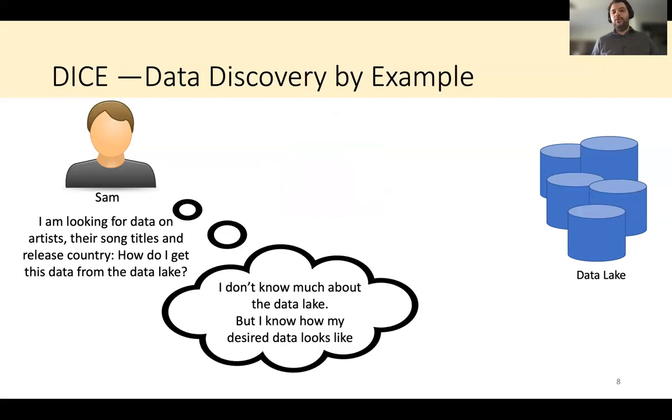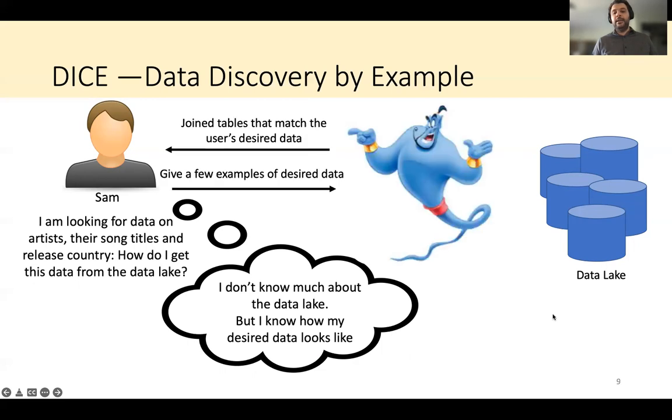So our approach to data discovery is to do it by example, because we have seen that it's much easier for users to express the data they want by giving some examples of records that they want in the result, as opposed to writing queries. The user simply provides a few example records, and then our system, DICE, will go to the data lake, try to find primary key foreign key relationships between tables, try to join those tables, and then hopefully produce the examples that the user has provided in addition to more records.